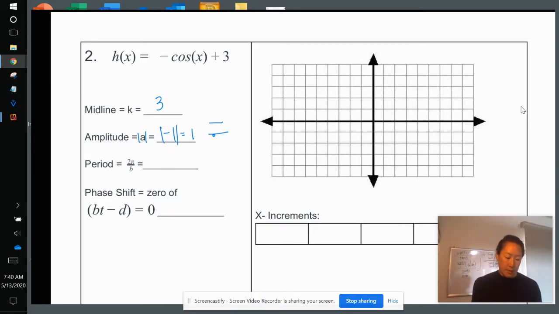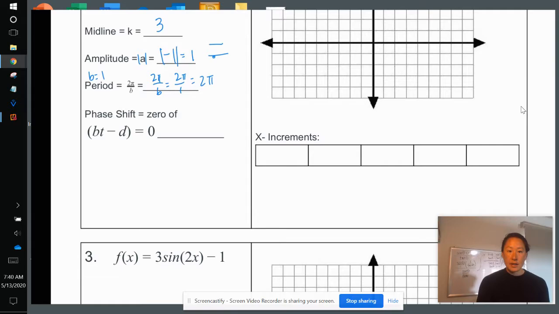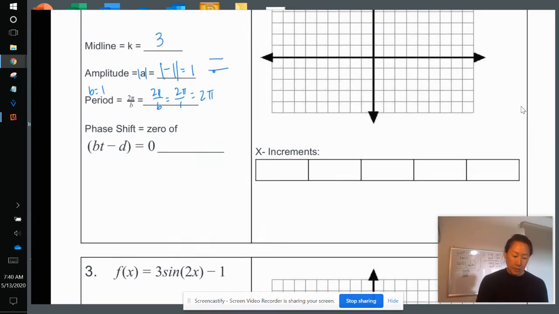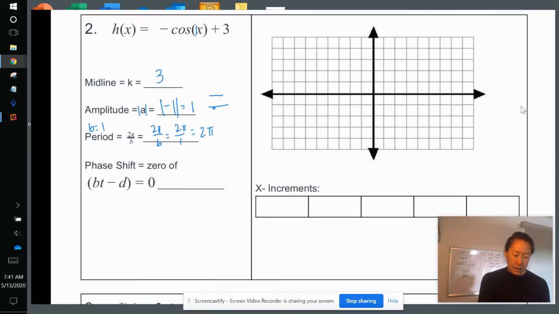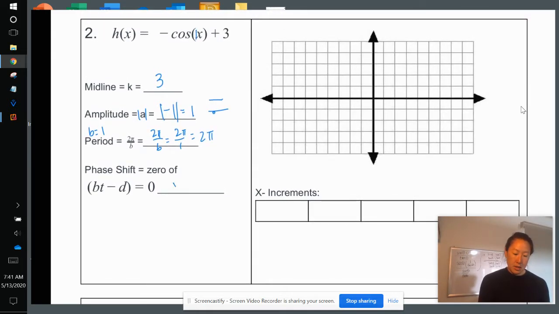Okay. The b value is 1. So 2 pi over b would give me 2 pi over 1, which is 2 pi. So our cycle is 2 pi. The phase displacement, anything inside the parentheses. So we're going to do x is equal to 0 for inside the parentheses here. So we're going to start, always the beginning of the phase displacement goes at 0.